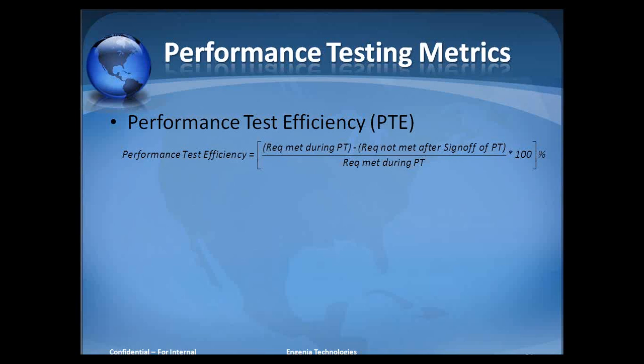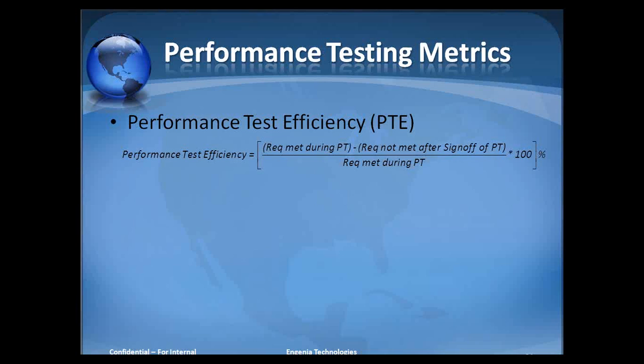Moving on to the next metric, that is performance test efficiency metrics. This is a metric which determines the quality of the performance testing team in meeting the requirements, which can be used as an input for further improvisation.